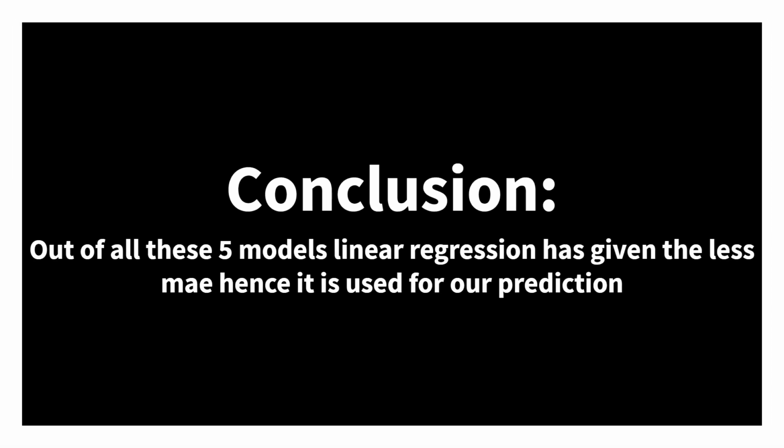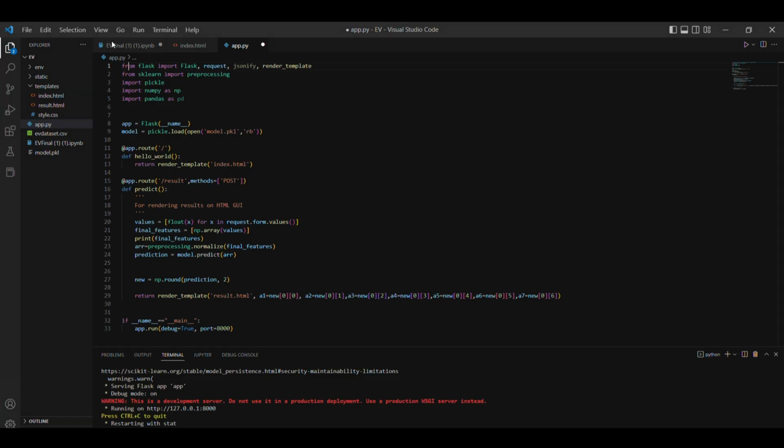Conclusion. Out of all these five models, linear regression has given the least MAE, hence it is used for our prediction. We have used the Flask library for the web interface, starting with importing of the necessary Python libraries, after which follows the statement which reads the pickle file, which was created and dumped after the model was trained.